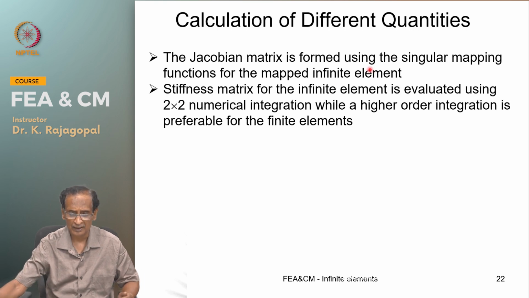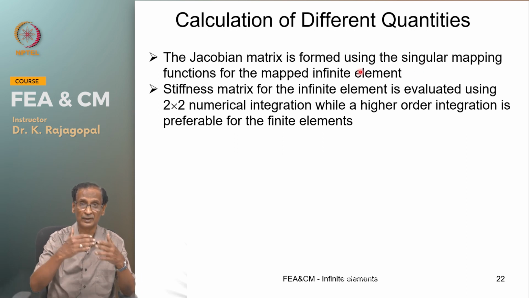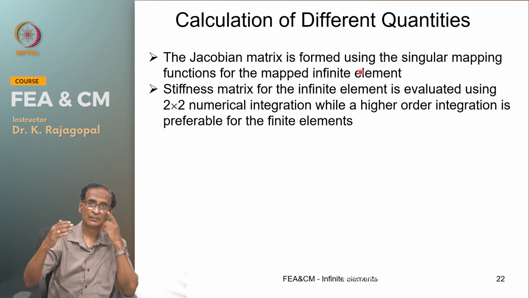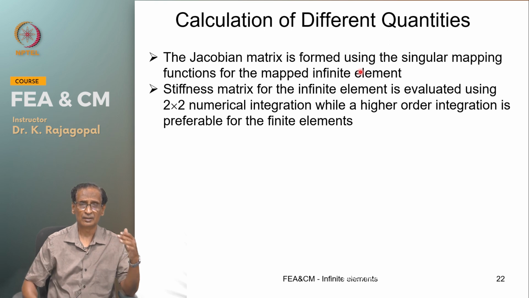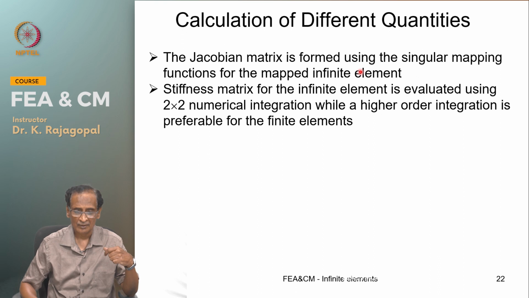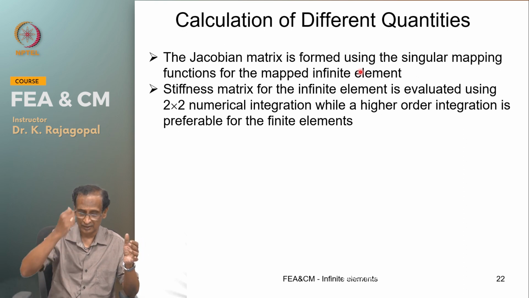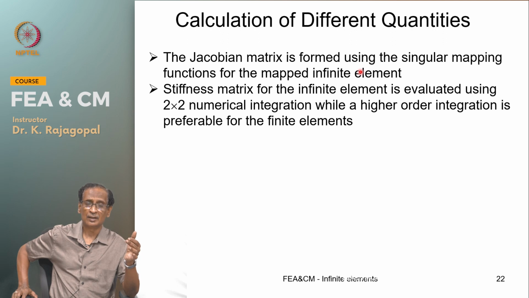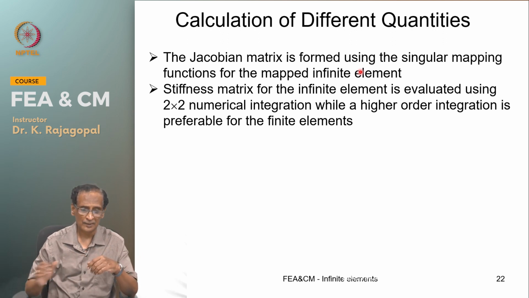Now, our Jacobian matrix is formulated using our singular mapping functions. So, when you calculate dN/dx, dN/dy and so on, we use the mapping functions because we need dx/dξ, dy/dξ and so on. And so, by using the singular mapping functions, we can get our infinity into the calculations.